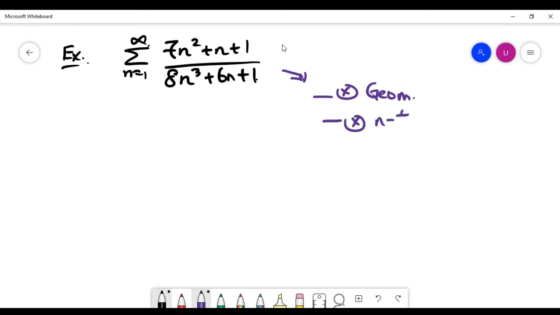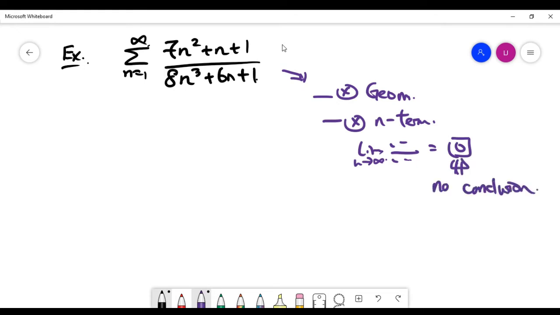If you use the nth-term test, it's actually not working. I suggest that you check it yourself. If you take the limit, it is actually 0, and 0 means no conclusion for the problem. It can be convergent, it can be divergent, we never know. Let's look at the later test we have learned, the p-test. Of course, it is not a p-series, so there's no chance to use the p-series test.